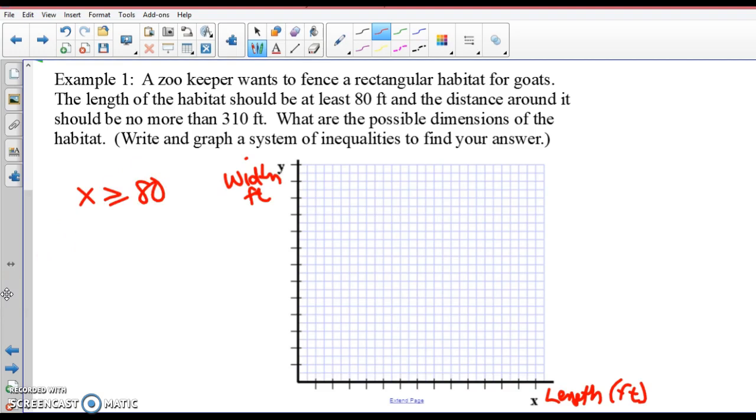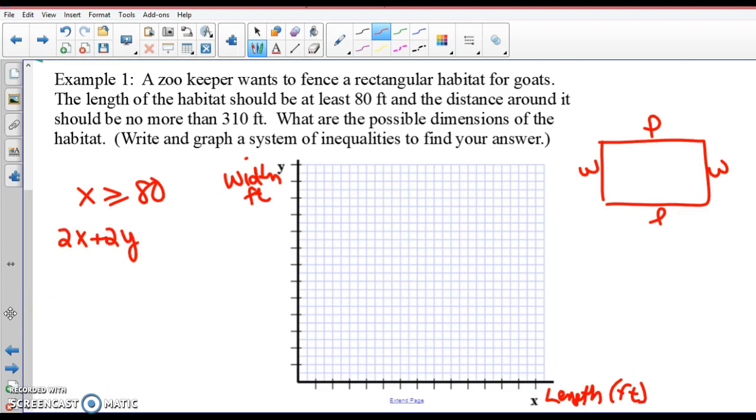Now, the distance around it. What is the distance around it? What is that? Perimeter. If you look on your formula sheet, or if you use plain old common sense, if I got a rectangle, length, width, isn't it 2L plus 2W? So 2x plus 2y, we want the perimeter to be no more than 310 feet. Correct. Do we have any other constraints?